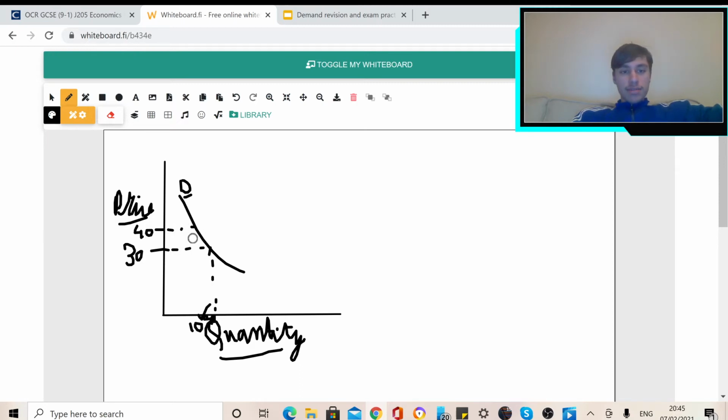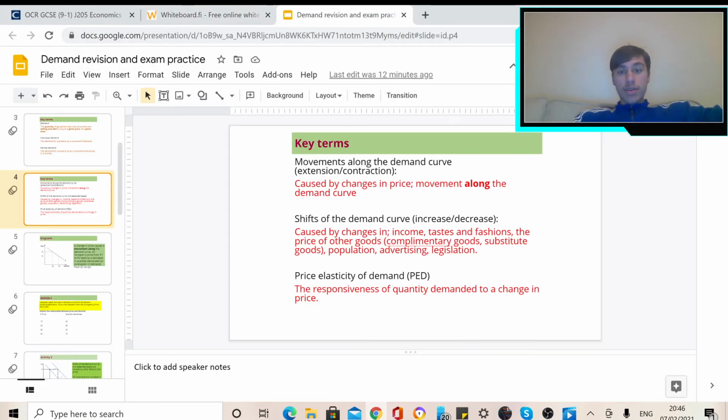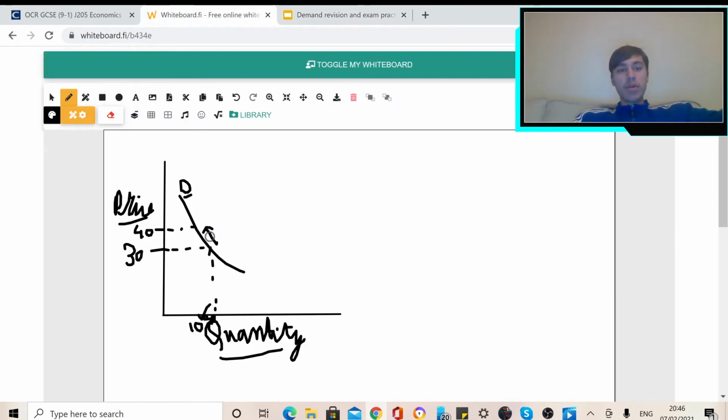like this. So what has happened is a contraction. So basically what happens, since the demand here decreased, it's a contraction in the demand curve. And now if we lower the price, let's say here, this is an extension in the demand curve. And now, as you have noticed, this is caused by the price.